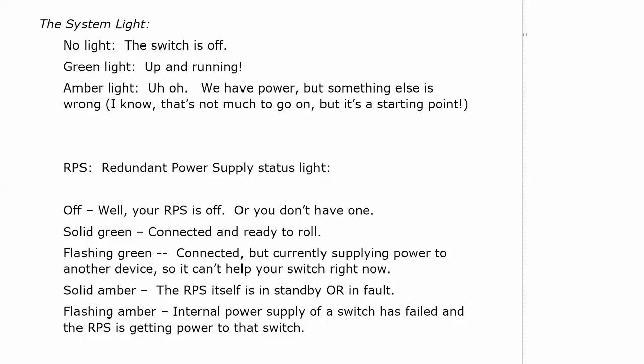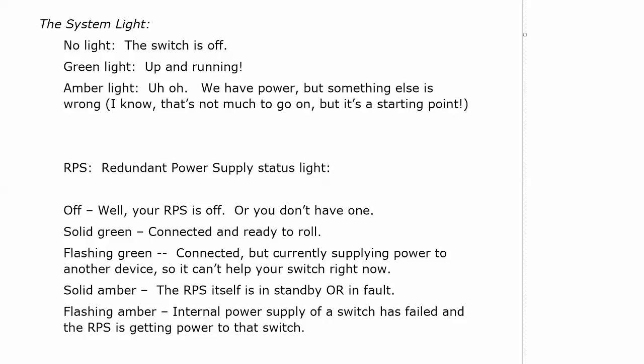Now that system light, if you don't have a light there, then the switch is off. And that's where you need to start your troubleshooting because we're obviously not getting anywhere if we don't have any power. If you have a green light, you're up and running, as you would expect. Green light almost always means that. Amber light there means you've got power, but something else is wrong. And I know that's incredibly vague. At least it's a starting point. But that is what the system light means.